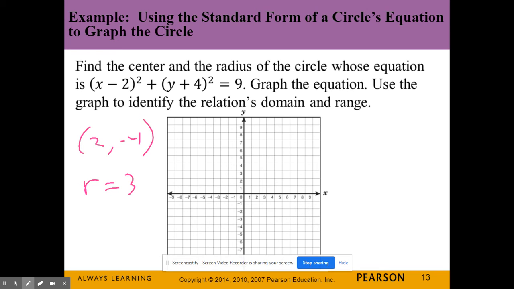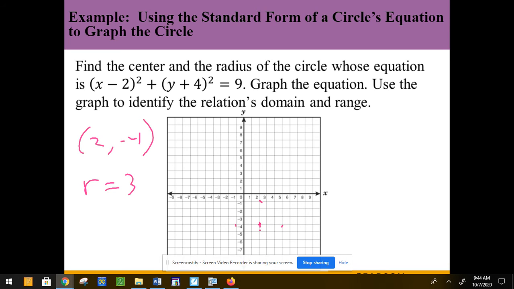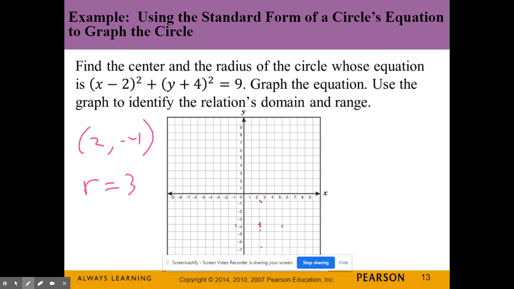So the center is at 2, negative 4, so here. And then the radius is 3. What I like to do is go 3 in each cardinal direction. So 3 to the right. I go 3 up, 1, 2, 3. I go 3 to the left, so right about here. And then I go 3 down, so right about here. And then you can just draw your circle through those points.